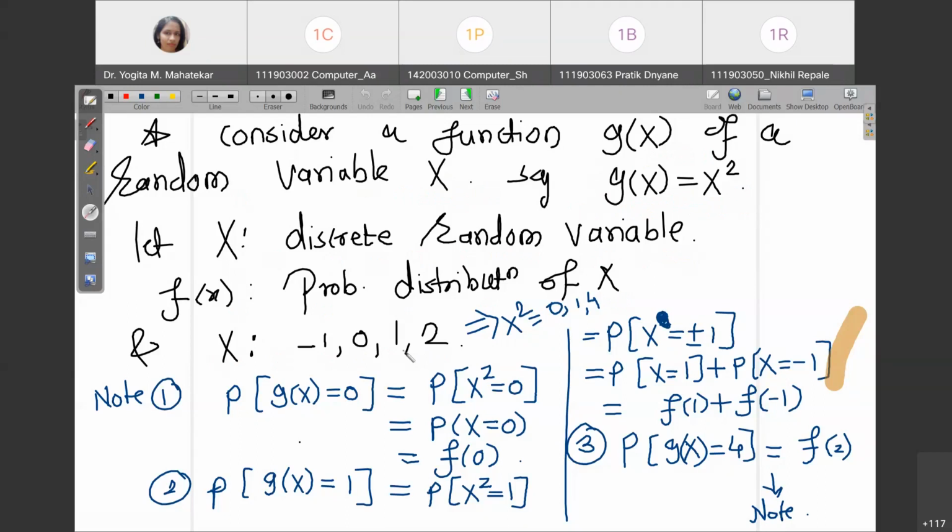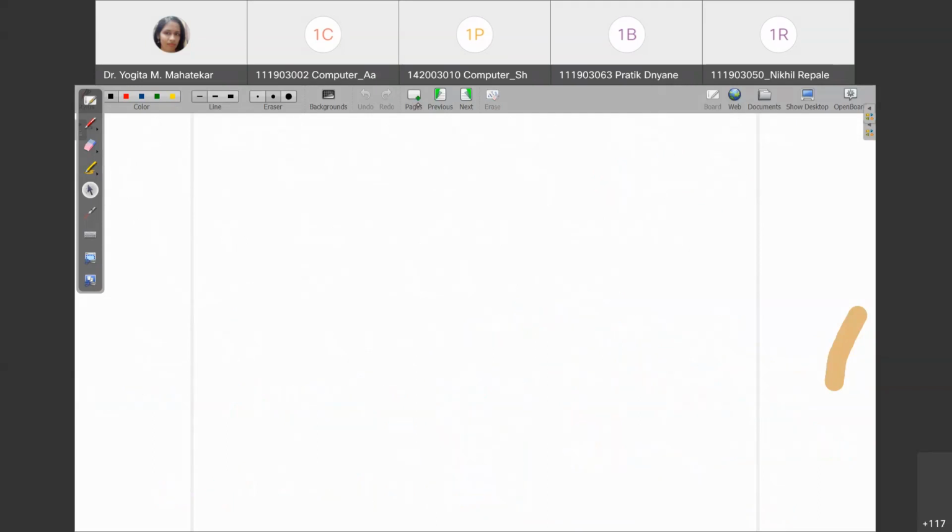Now suppose I have to find out the probability of g of x. Suppose I'm interested in the probability of this function of a random variable. Suppose I start with any function. Suppose capital X is a random variable, whatever it may be, and capital X is taking values minus 1, 0, 1, 2, say. So these are all given things.